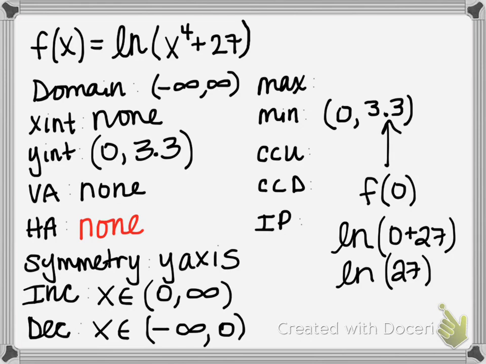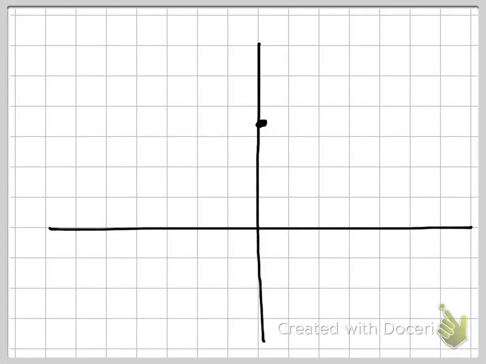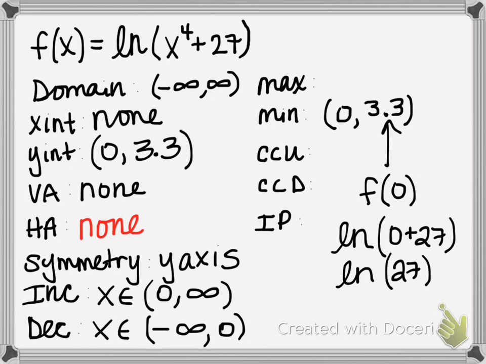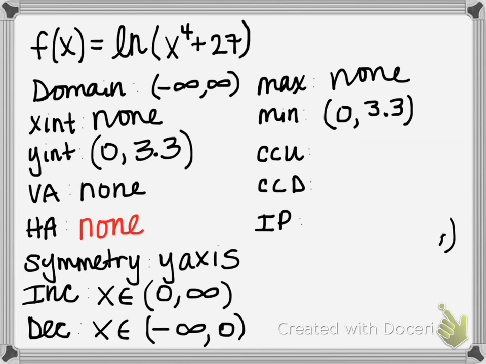So I would now go to your graph, and I would make a little note to yourself that this is a minimum occurring at 0, 3.3. And we also know that there is no max, so you can say none for the maximum. That's it for the first derivative, so now we can move on to the second derivative.